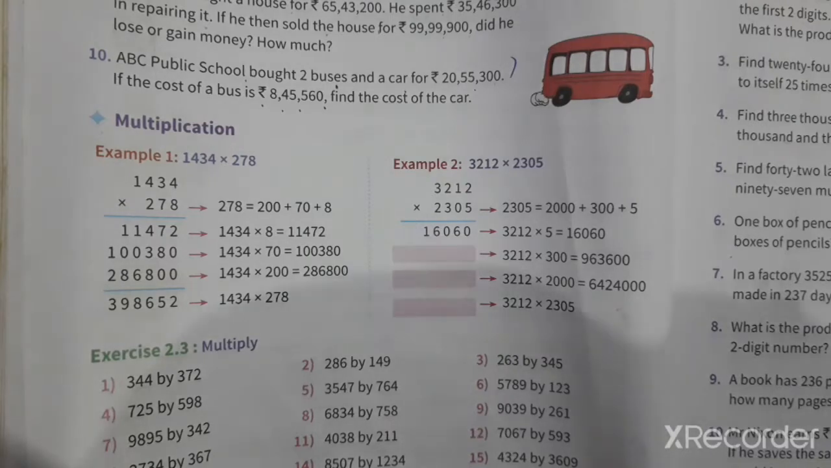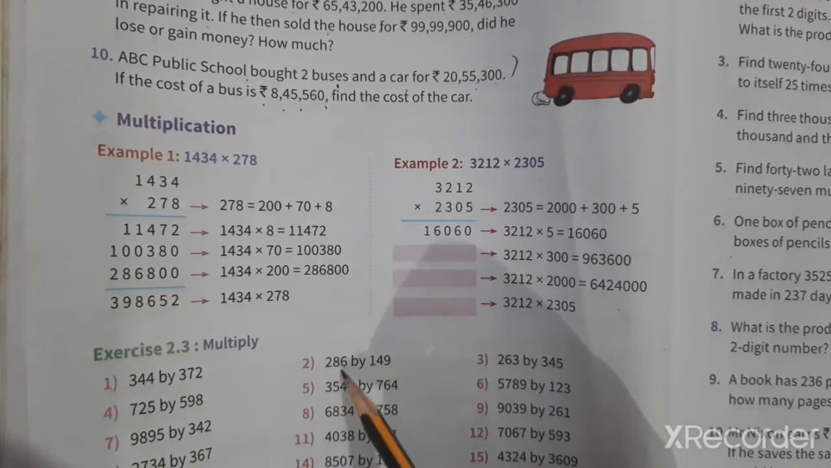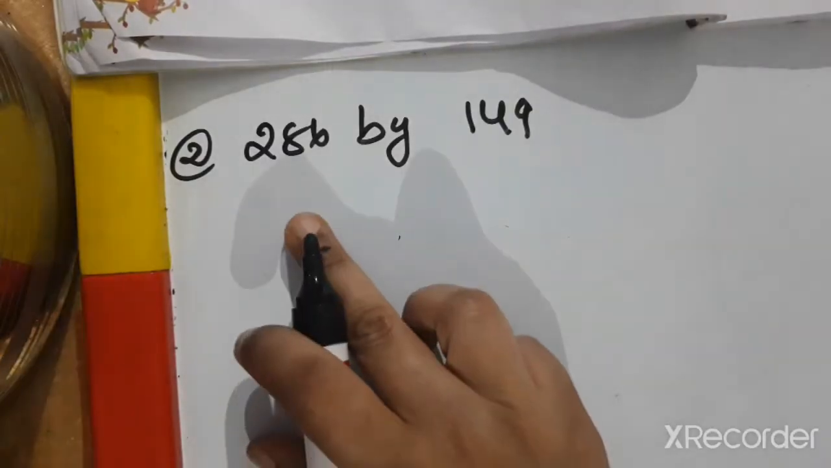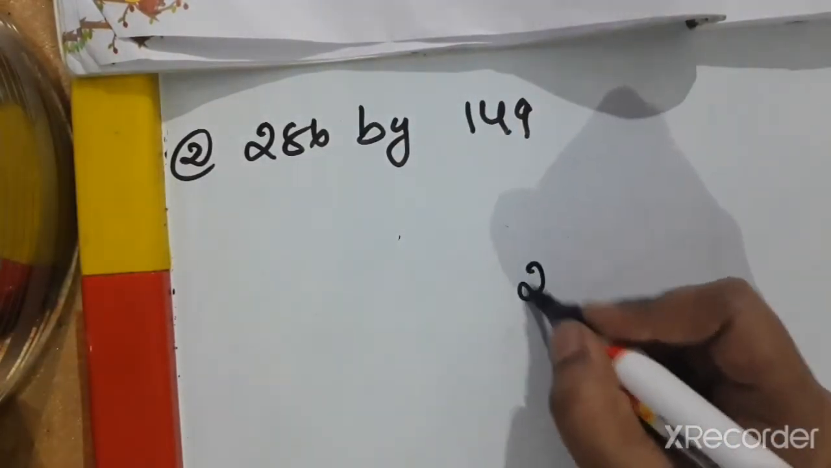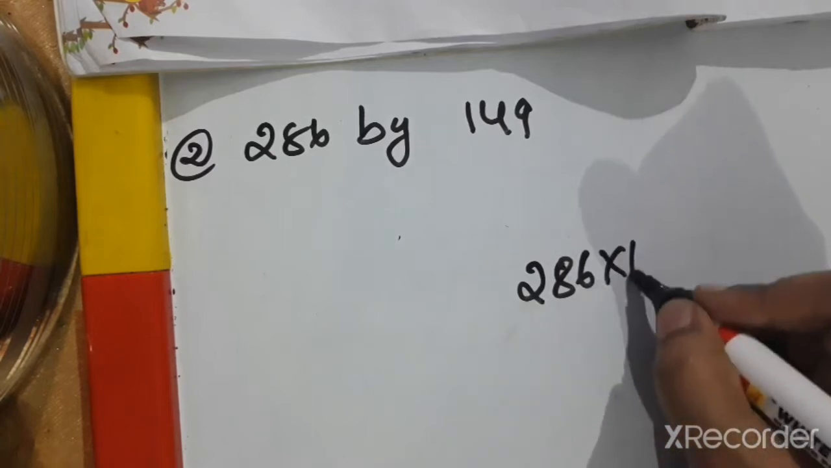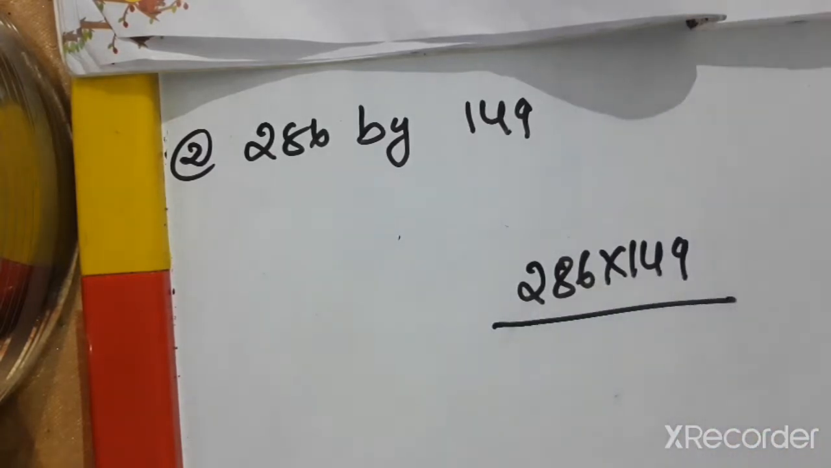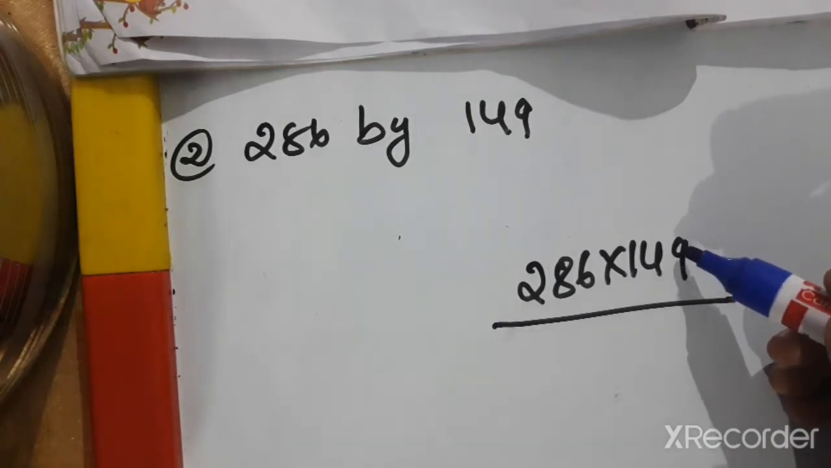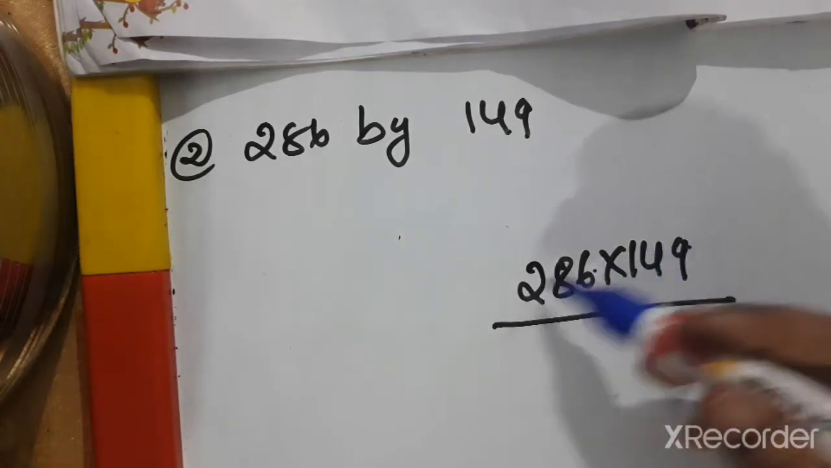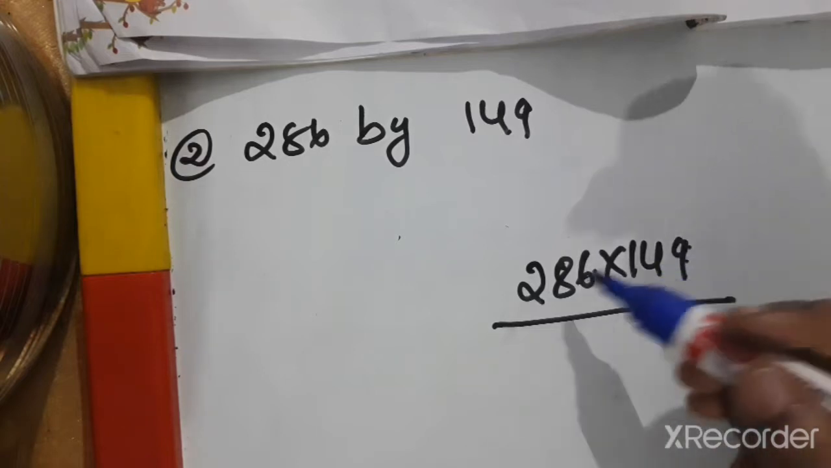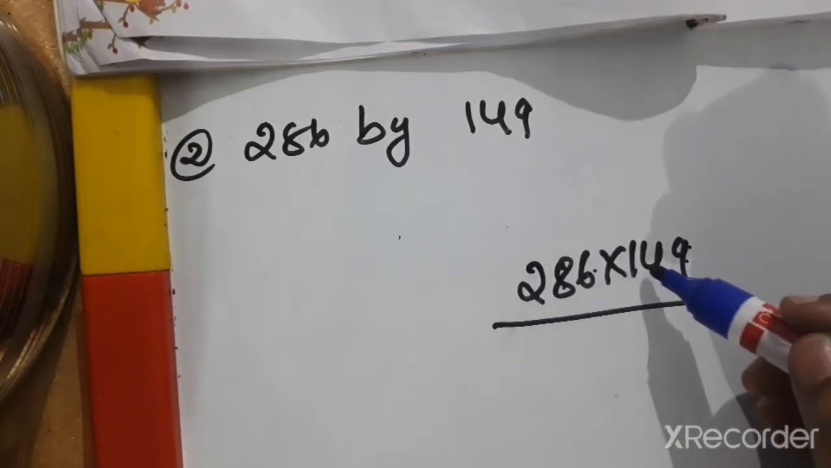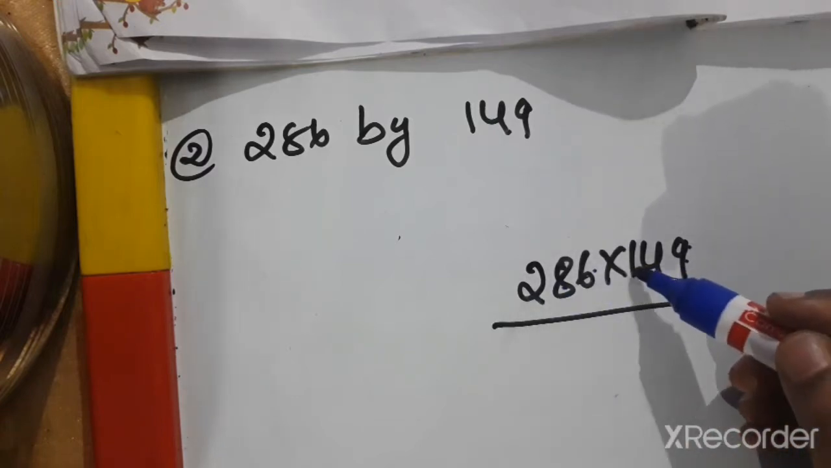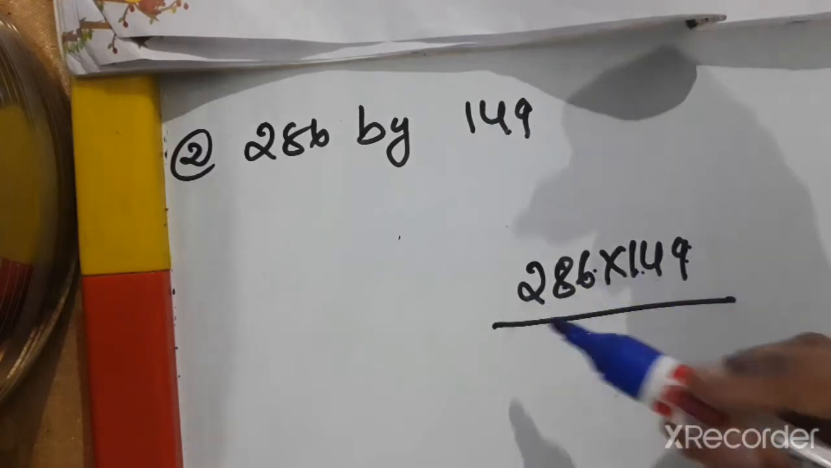Now the next sum is the second one, 286 by 149. So second question, 286 by 149. This is given, 286 into 149. So what is the multiplication rule? We have to multiply the right side number with each one. 9 with 6, 9 into 6, 9 8s, 9 2s. Then second line 4 with 6, 8, 2. Then the third line 1 with 6, 1 into 8, 1 into 2.